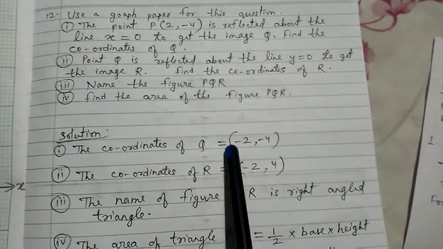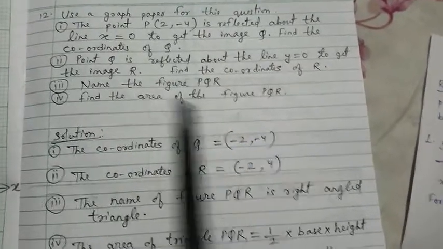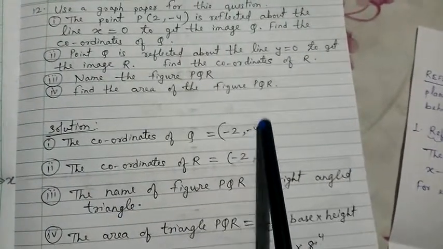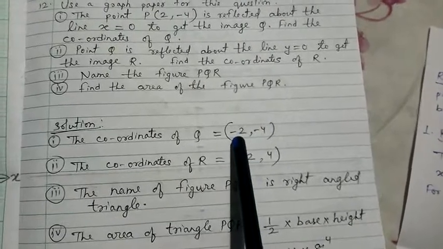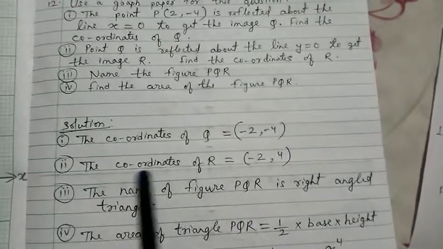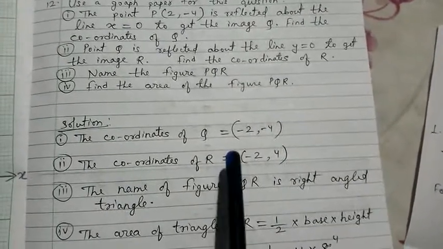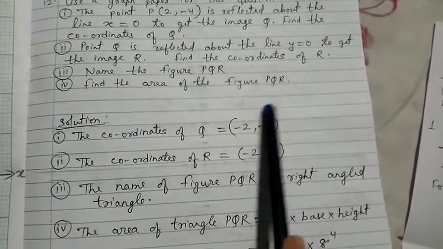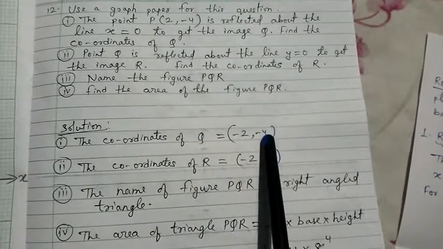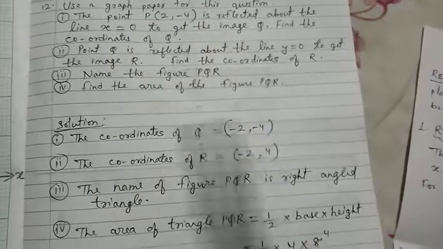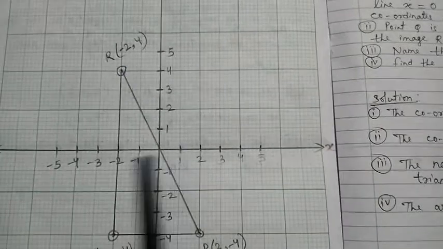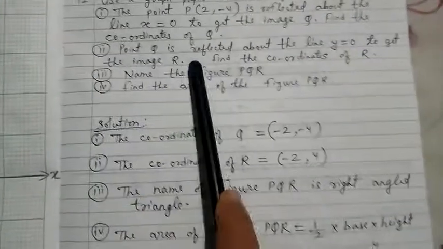So you know Q is minus 2 comma minus 4 and is reflecting in y equal to 0, that means x-axis. That means second value will change, minus 2 will be same but minus 4 will become plus 4. So find the coordinate of R: the coordinate of R will be minus 2 comma 4, because y equal to 0 means x-axis, and in the x-axis second value will change. Now we will write R as minus 2 comma 4. So number 2 also is done.